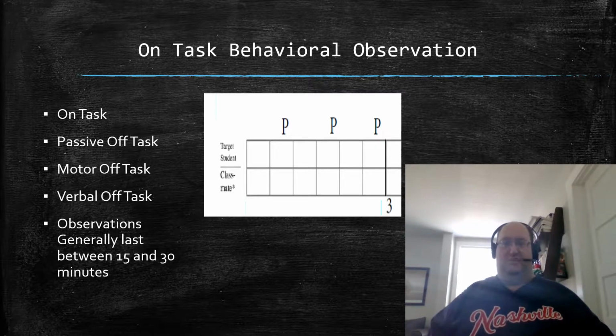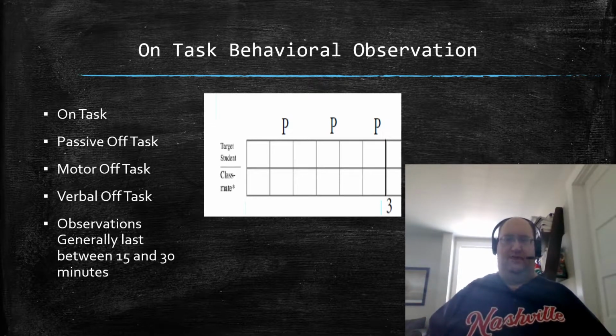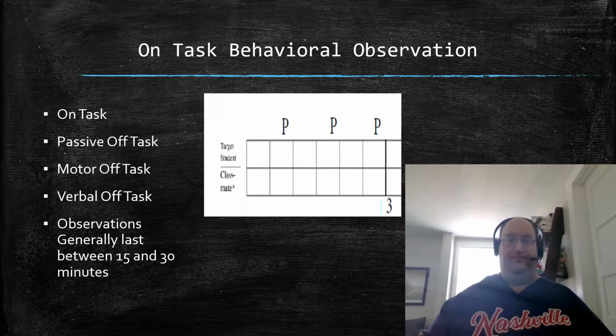The goal of this observation technique, though, is to quantify or gather data on the on-task behavior of a specific target student when compared with their same-aged peers. Notice this is a different method to use depending on how you define the problem of concern. During this observation, every 30 seconds, a target student is observed to see whether they're on task, passive off task, motor off task, or verbal off task. And then every minute, a peer is observed to see what they're doing.